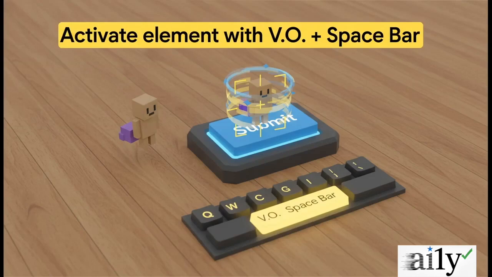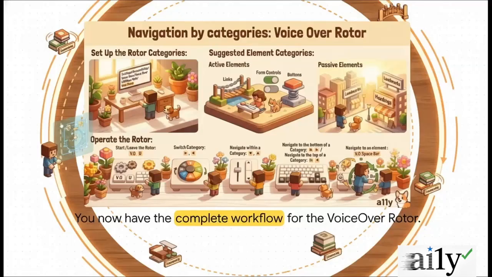Okay, so once your focus is on the element you want, it's time to actually do something with it. To click a link or press a button or interact with a form, you just use the command VO plus the spacebar. And there you have it. That is the complete workflow, all in one view. It's really just a two-phase process. First, you set up your categories, and then you operate the rotor to navigate through them.